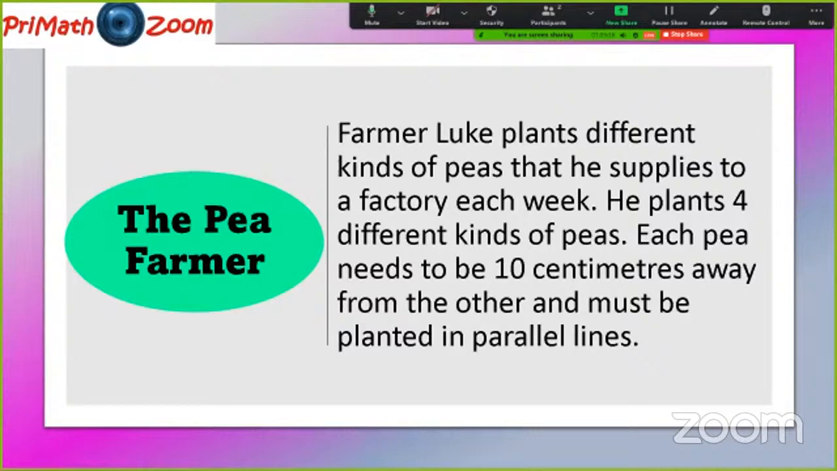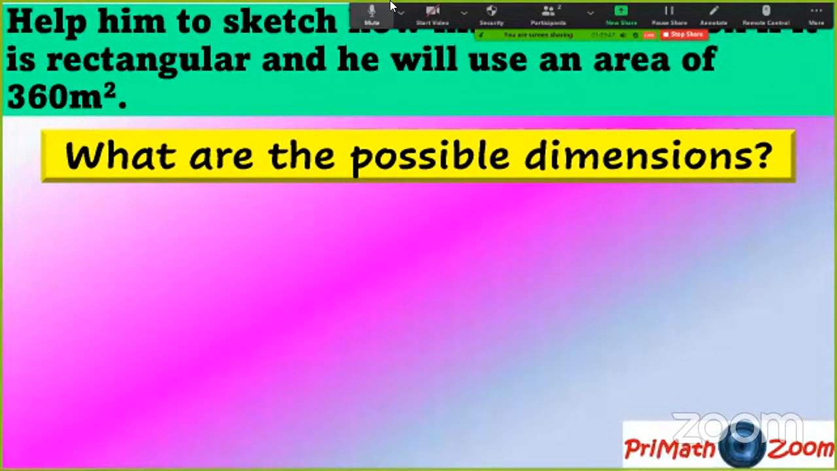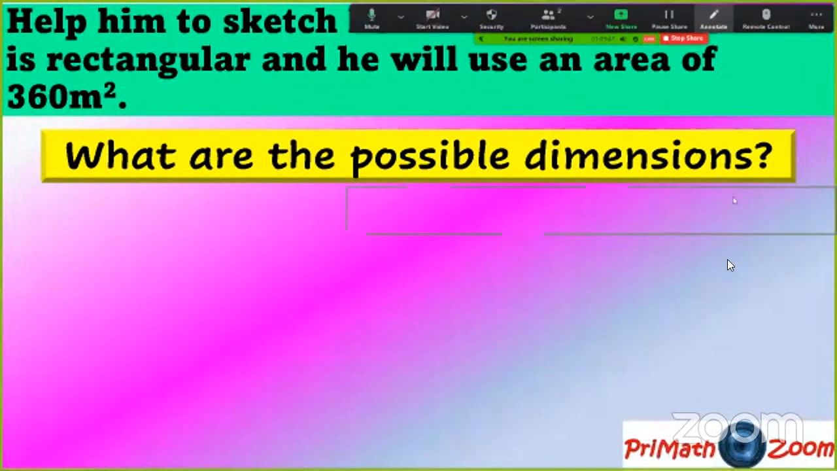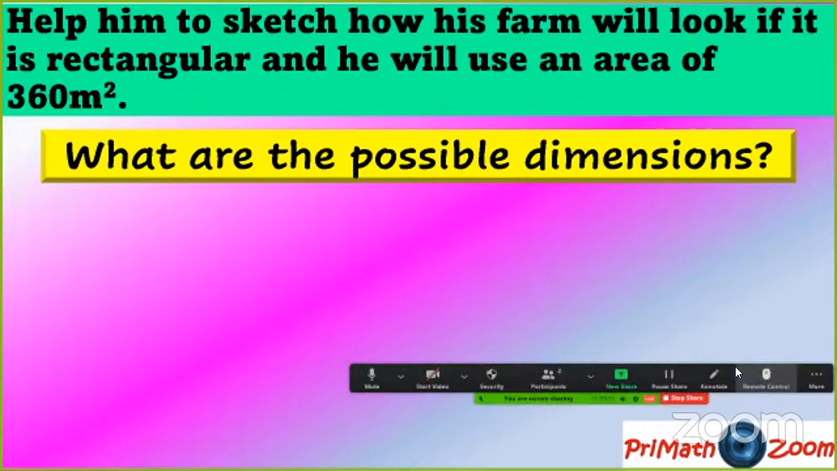All right. So let's go. I realize you guys will have taken a screenshot of this. So the first thing that we want to think about here in this performance task is, since Farmer Luke wants to plant some peas on his farm, we want to help him to sketch how his farm will look if it is rectangular, and he will use an area of 360 square meters. Now, of course, Farmer Luke plants other things, but this part of the farm that he's going to use will be rectangular, and it has an area of 360 square meters.